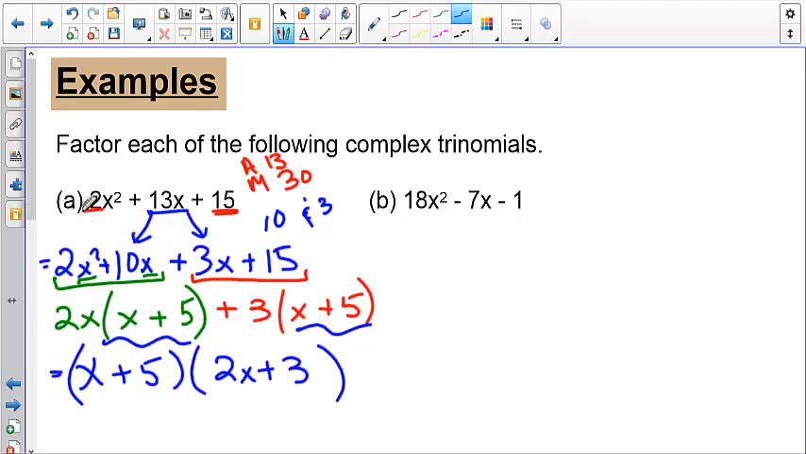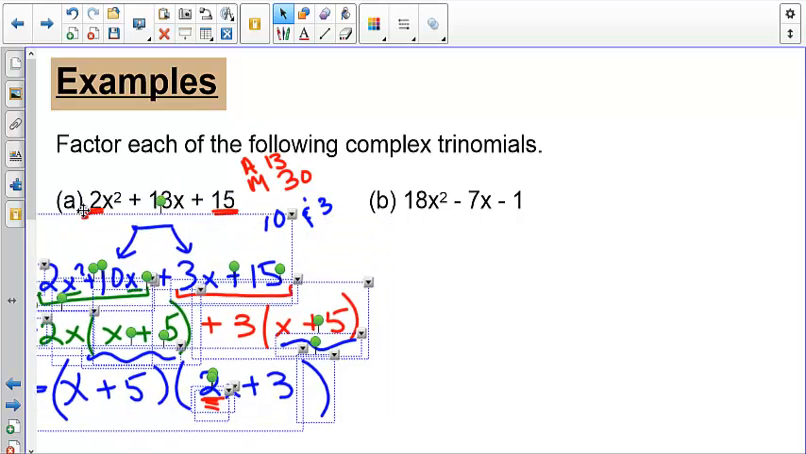And that is how you factor a complex trinomial. So you'll notice that a complex trinomial's coefficient right here is going to wind up popping up. So at the very beginning, the coefficient was 2. Down here, that's where the 2 came from. Okay, so they match up nicely that way. So really, the only extra step here is decomposing that middle term, decomposition of that middle term.